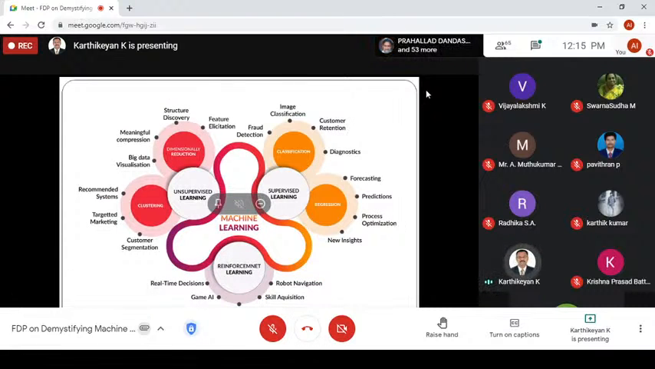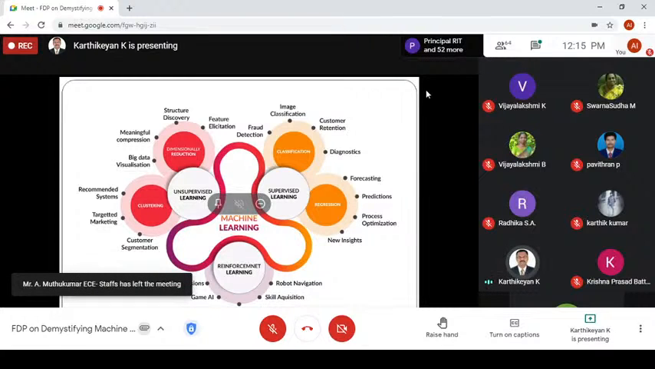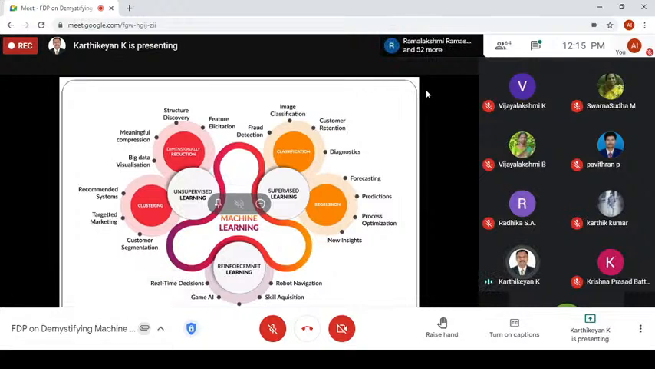Right. Now this picture, most of you have seen on websites. If you Google images for what is machine learning, you will get this picture. Machine learning has three broader areas: supervised, unsupervised, and reinforcement. Supervised is mainly applied for classification and regression. The examples given are fraud detection, image classification, customer retention, and diagnostics. For regression: forecasting, prediction, process optimization, and new insights. Basically, I'm working in this forecasting area. I'm forecasting electricity demand for smart grids and electric grids, and doing renewable energy forecasting for a particular area. This is my area of work now.